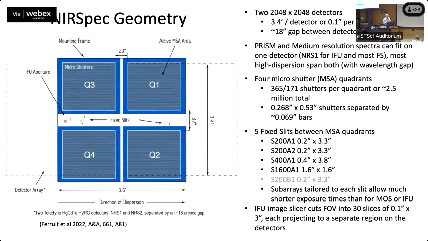And there's just an idea of the geometry. There are two detectors and these 4 microshutter quads, and again, the programmable microshutter arrays. The fixed slits in between is the IFU aperture. Another thing to know about the geometry is that for the prism and the medium resolution spectra, the useful ranges are short enough to fit on 1 detector. In fact, for most of the fixed slits, they'll always be on the NRS1 detector. While for the high dispersion, most of the modes are long enough that you have to split them between the 2 detectors with a wavelength gap.